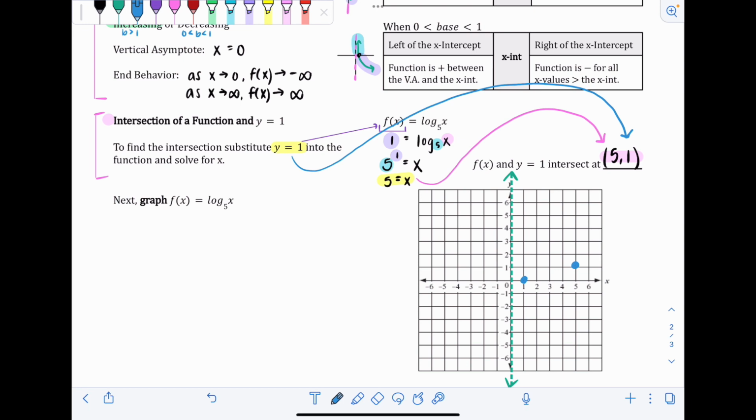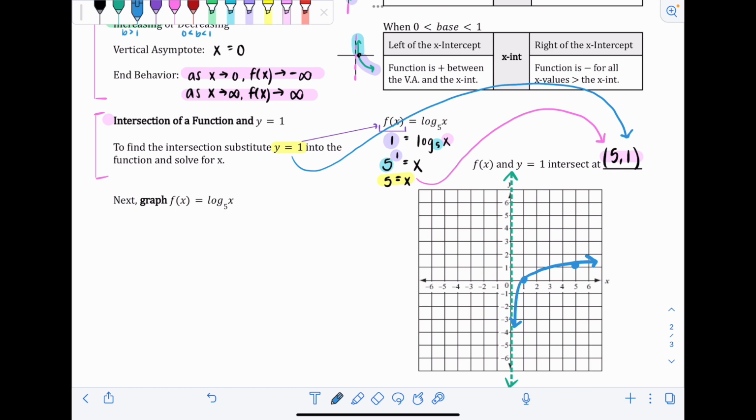And then we can use our end behavior to finish our graph. The end behavior said that as x approaches 0, f of x approaches negative infinity. So as the graph goes to the left towards the asymptote, it's going to shoot downward. And then as x approaches infinity, that's the right side of the graph, f of x approaches infinity, so that side is going to finish going upward. So it'd be about like that.